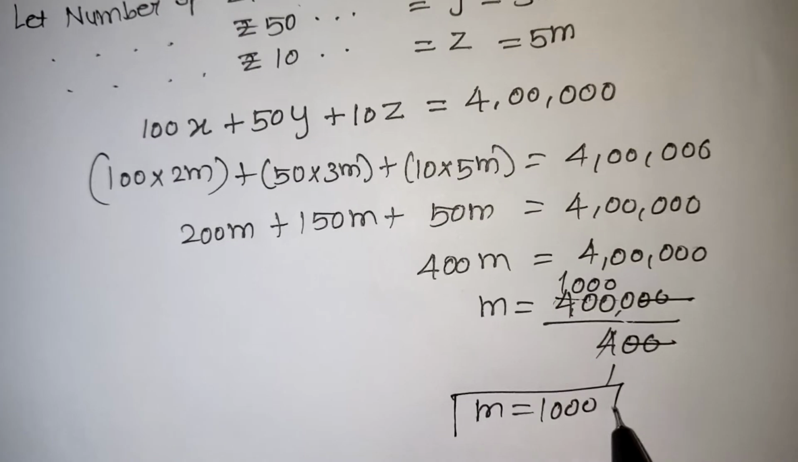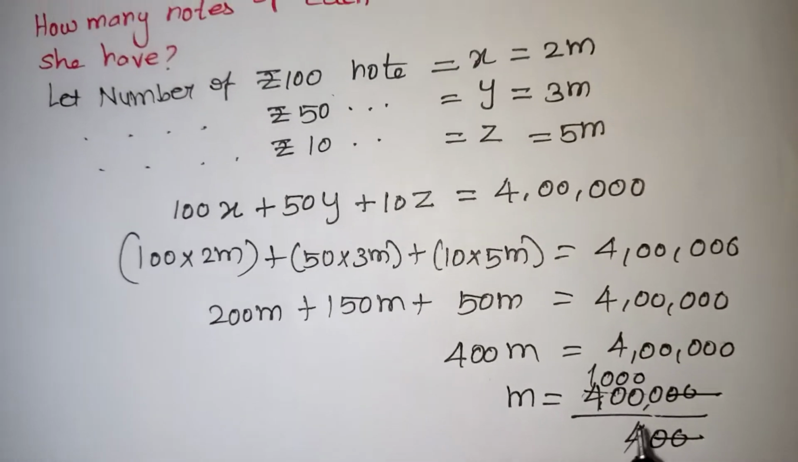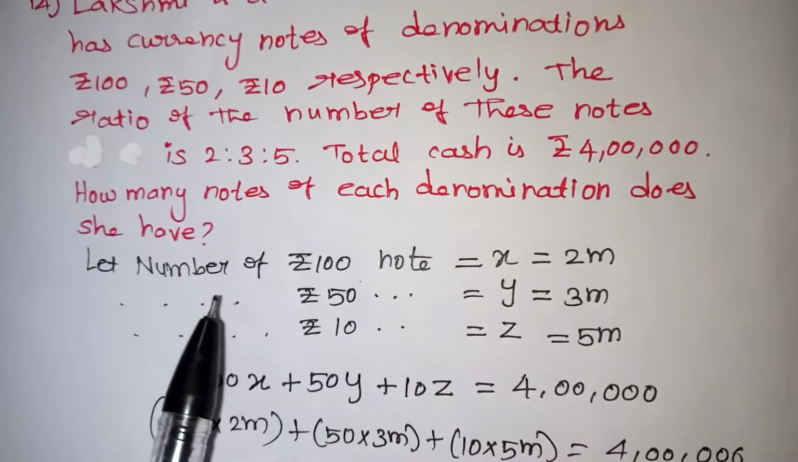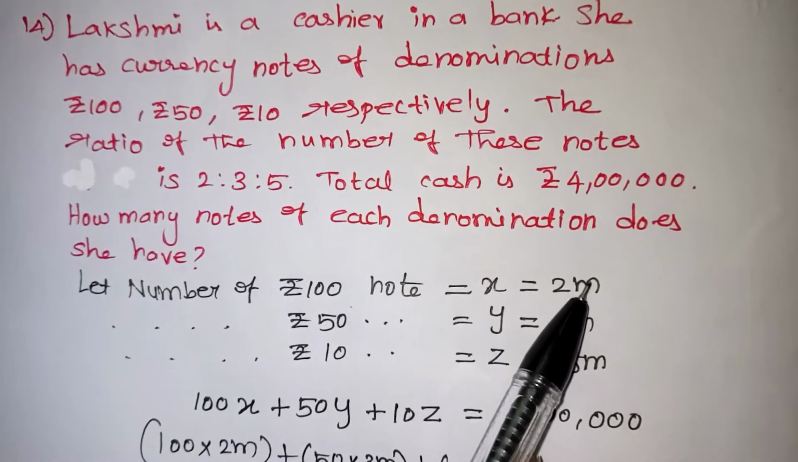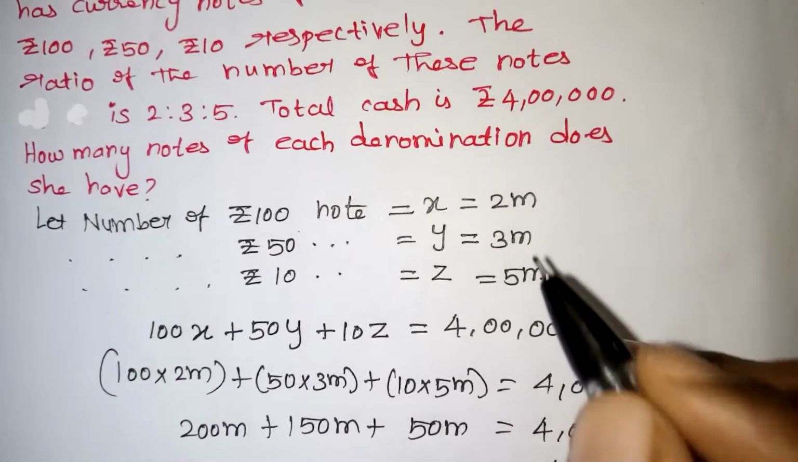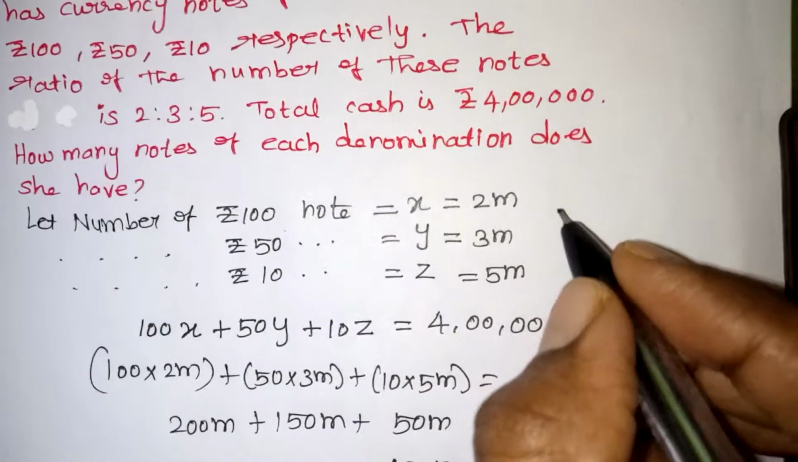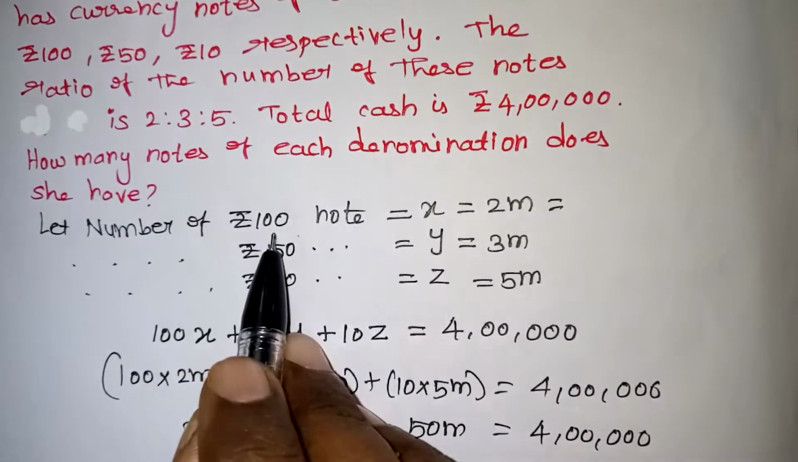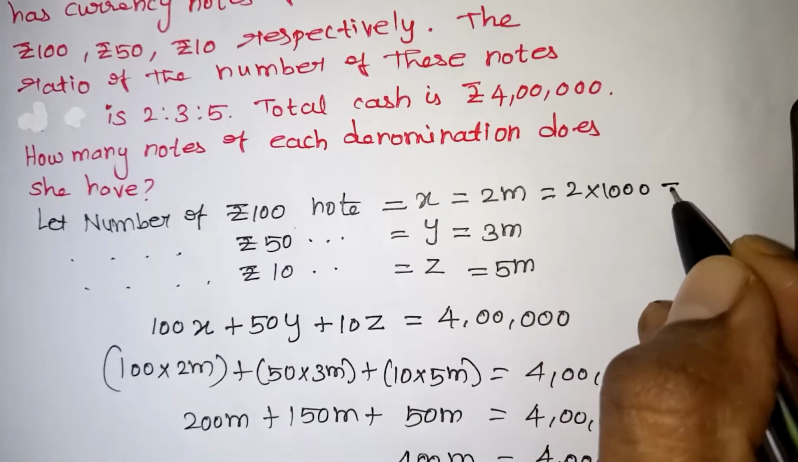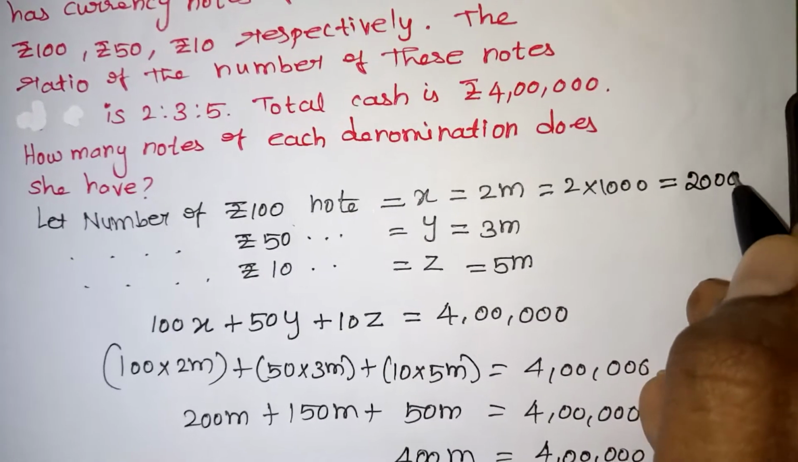So actually what is our question? How many notes of each denomination does she have? That is the question. So the number of 100 rupee notes is 2m. That means 2 into m. So here we should write it at the final step. To understand, I am writing here. So the number of 100 rupee notes equals 2m. That is 2 into 1000, because the m value we got is 1000. That is 2000 notes she will be having.